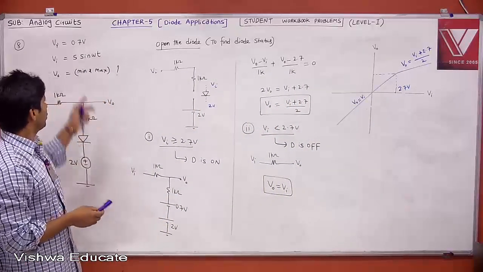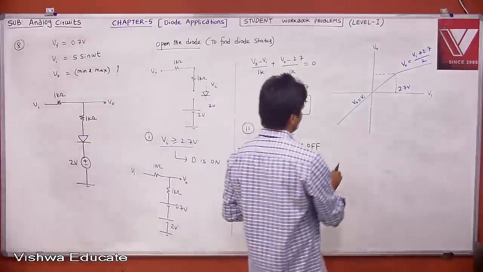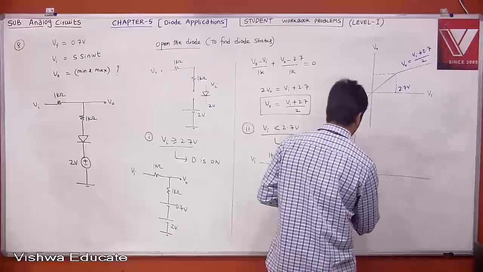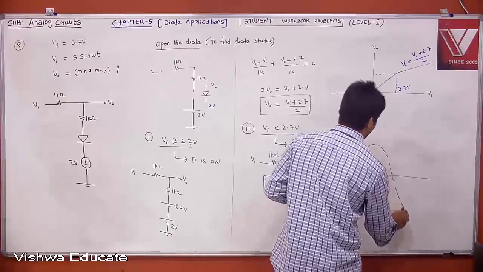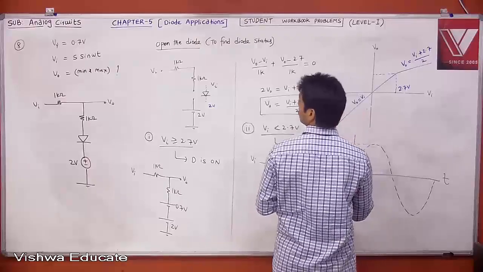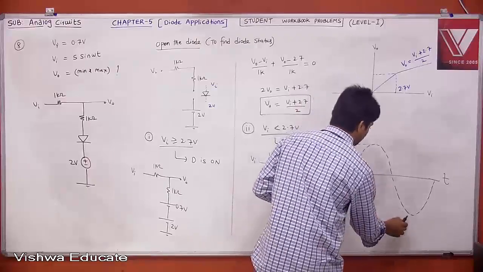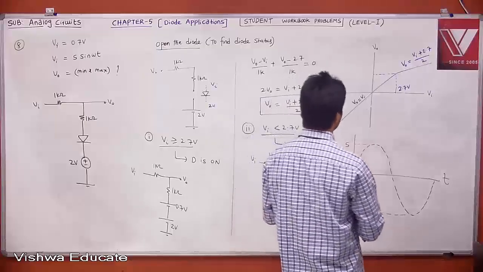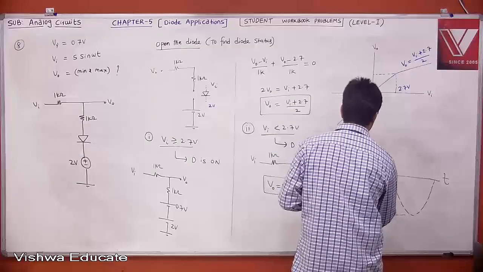Okay. Now, what is your input? Your input is a sine wave. Let's see what you get. Therefore, when you have a sine wave, this is your sine wave. The maximum value is 5, and this is our minus 5. Now let's see. The break point is 2.7. This is your break point.